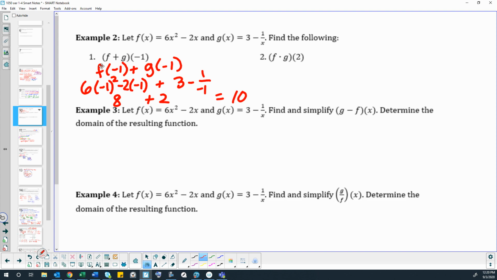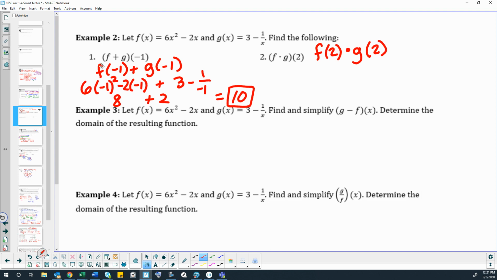I always write it out different when I do it again, but it's the same basic problem. I think I showed it. So that was just adding two functions together. This one is multiplying. So it means we're going to do f of 2, and we're going to multiply g of 2.